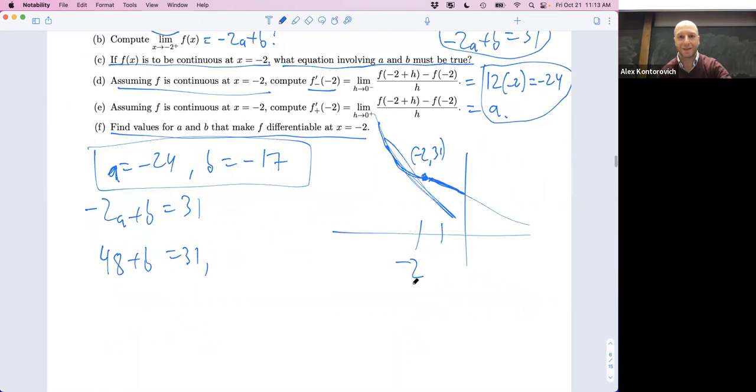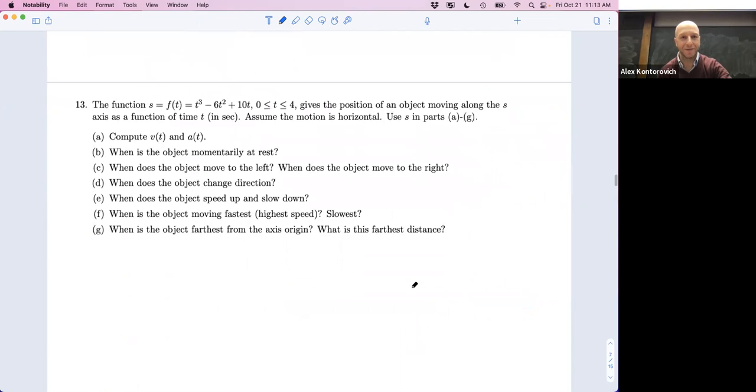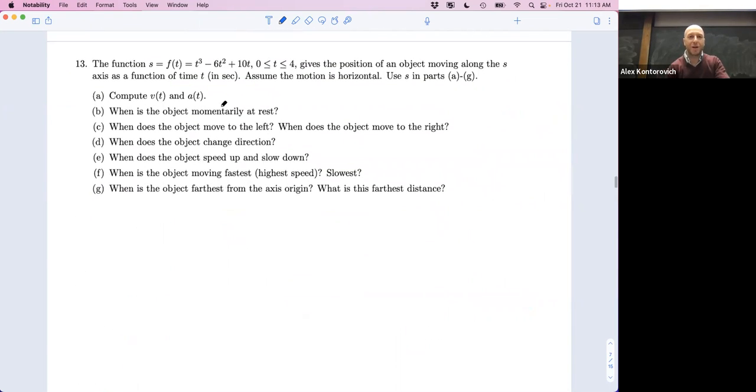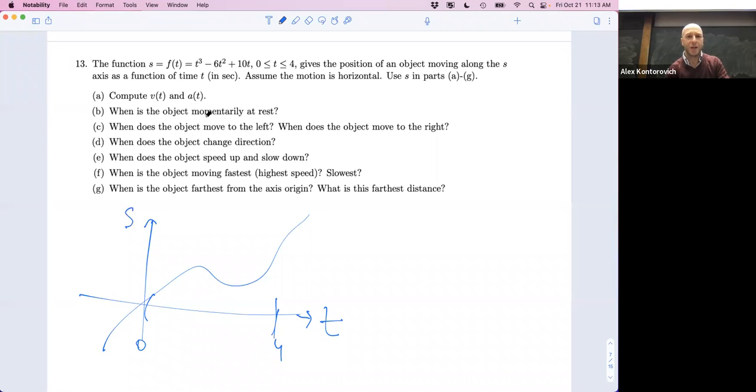Okay, next. Number 13. A function gives the position. So let's look at the position. It's a cubic. Okay, t goes from 0 to 4. It's some kind of cubic, whatever that looks like. It gives the position of an object moving along. So this axis is time, and this is the position, s. Compute its velocity and acceleration. Great, we know how to do that.